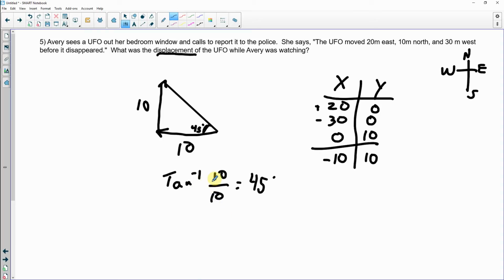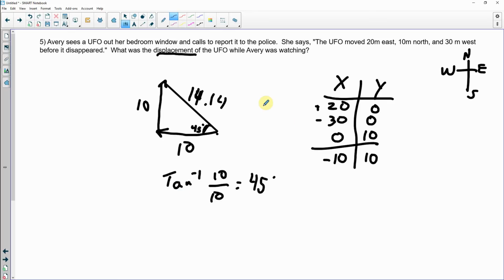Now, in terms of actually figuring out how far it went, we're going to have to use a squared plus b squared equals c squared. So 10 squared plus 10 squared equals 200, and then the square root of 200 is going to be, if I can get my calculator to work, 14.14. So 14.14 meters away. So from here to here, the UFO went 14.14 meters in a direction of 45 degrees, technically north of west, because it went west first and then north.